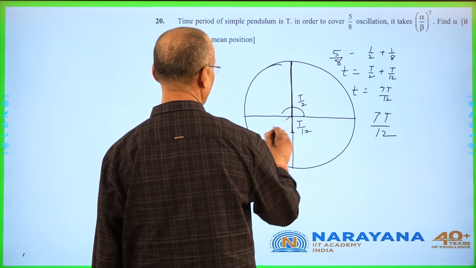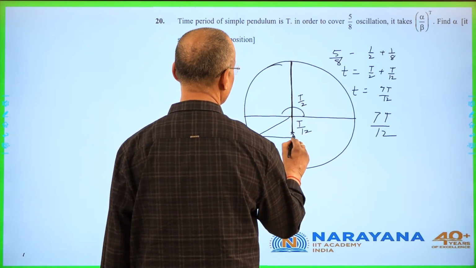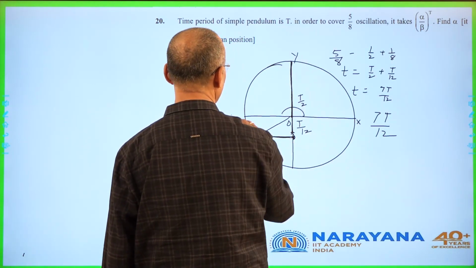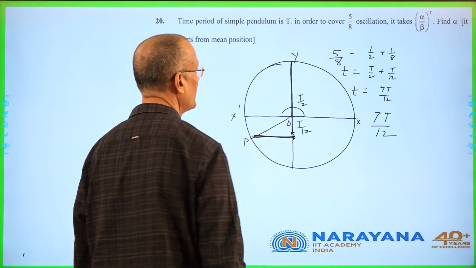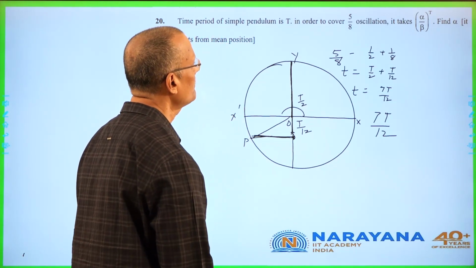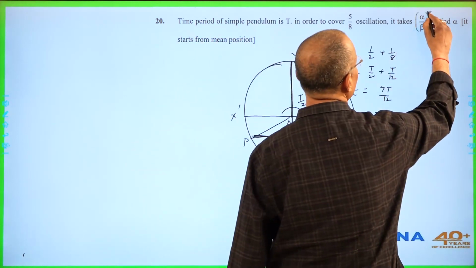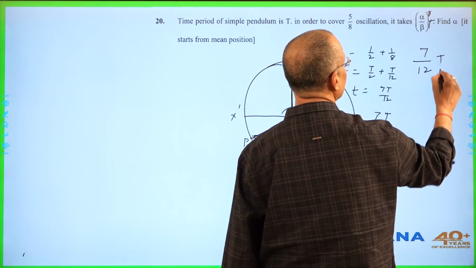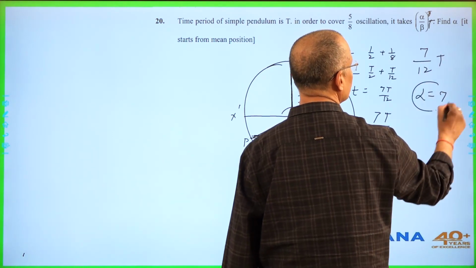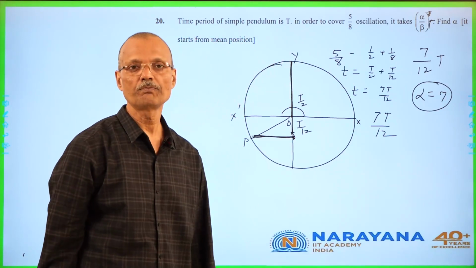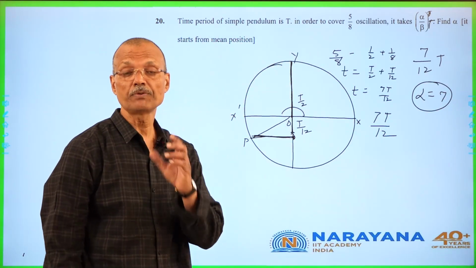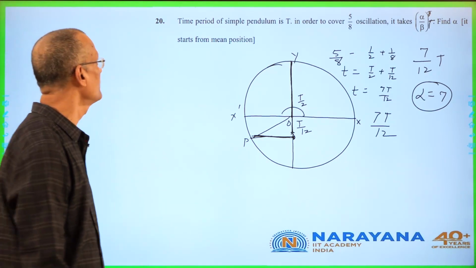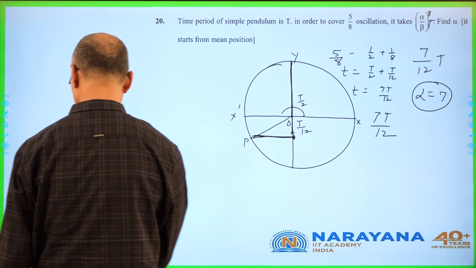Your rotating vector will be here. You can take it here. This is O, X, Y, X dash. This is point P. So they are asking you alpha by beta. This will become 7 by 12 T. Alpha will become 7. I hope you are understanding now. Simple, with the help of the circle of reference, you can easily solve this kind of problem. Now moving to next question.